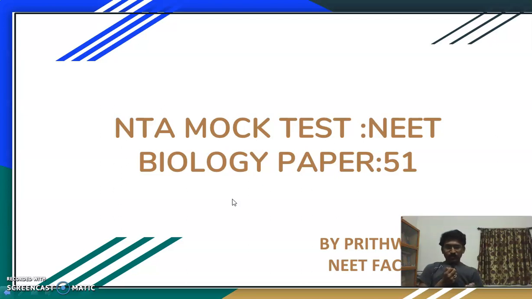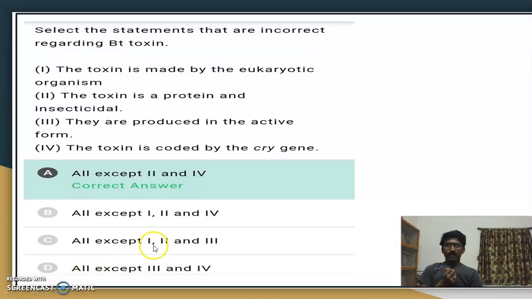Today we will discuss one of the test series, the NTA mock test for the NEET exam, a biology question answer discussion, test 51. First question: select the statement that is incorrect regarding the Bt toxin.